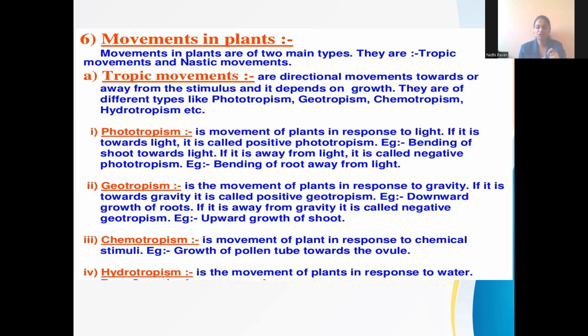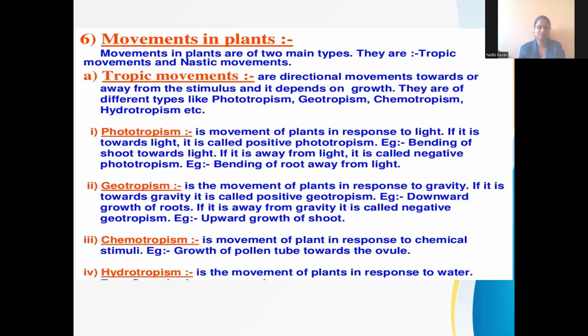If it is away from the light, which part does not need light here? The root part does not need light in plants. Root is negatively phototropic because it will grow under the soil. It is an underground part. It does not need any light for its function, for its process and all. So it is negatively phototropic. Okay. The next one is geotropism.